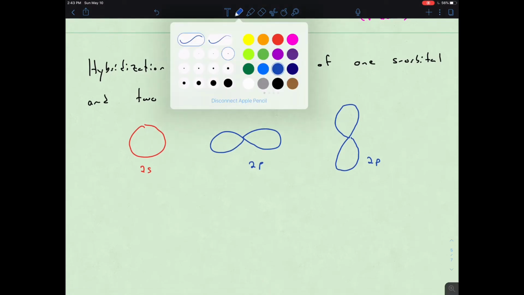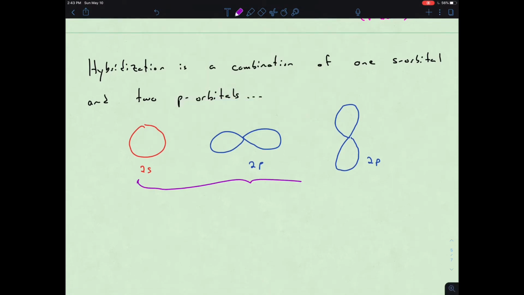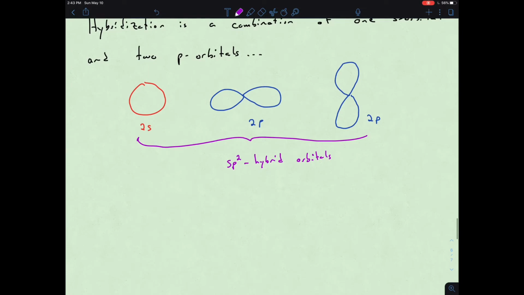And so those combine to now make our sp2 hybrid orbitals. And you end up with one that looks like this. We end up with one that looks like this. And then we also end up with one that looks like this.